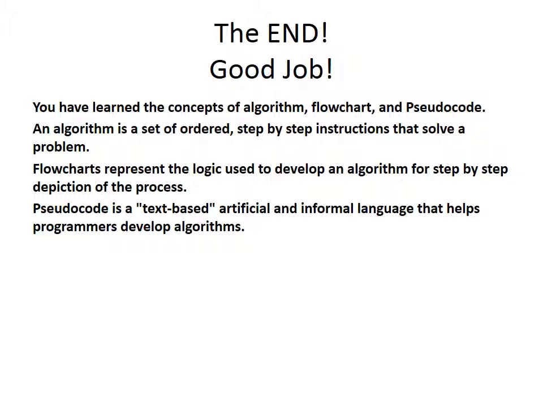This is the end of Module 4_3. You have learned the concepts of algorithm, flowchart, and pseudocode. An algorithm is a set of ordered, step-by-step instructions that solve a problem. Flowcharts represent the logic used to develop an algorithm for a step-by-step depiction of the process. Pseudocode is a text-based, artificial and informal language that helps programmers develop algorithms.